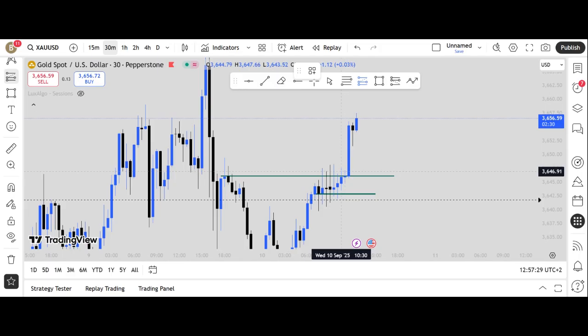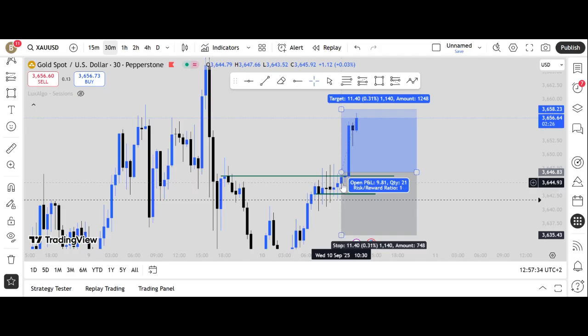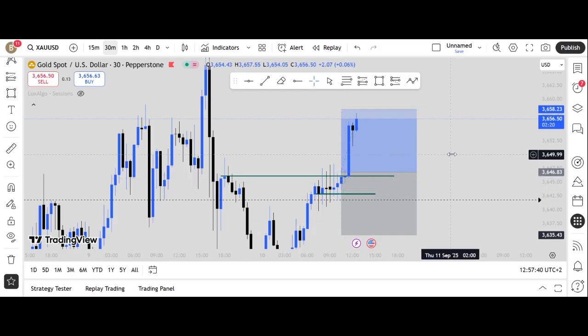So I had entered at this point because this 30 minutes candle at 10:30 was showing that it's going to break, and it broke, but it closed inside the range again.